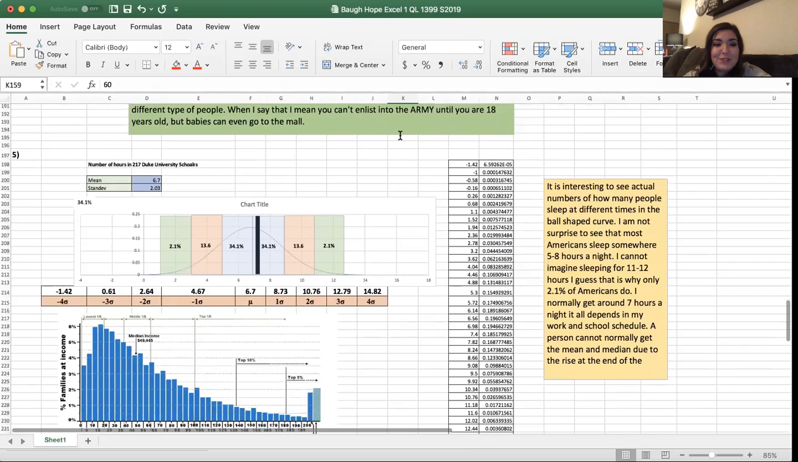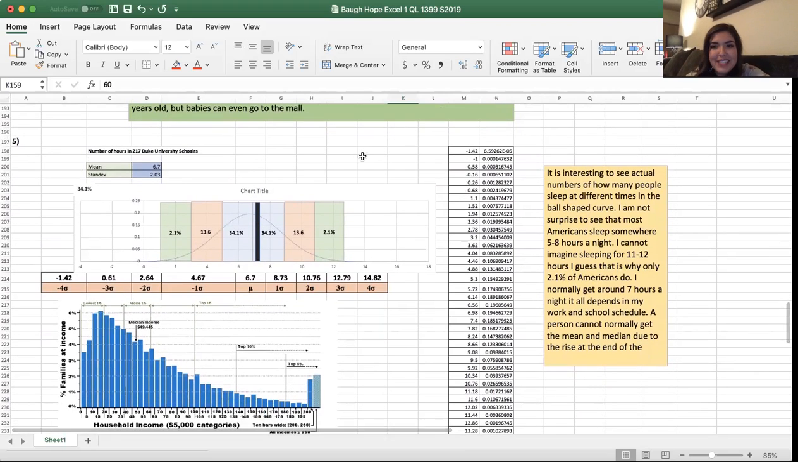This one was really interesting to me as well, seeing how long the people slept. It's crazy to think that some people only sleep 2 hours, but that's between 1 and 3 hours, 2.1%. But also, I can't imagine sleeping 12 hours either. I can't sleep that long.